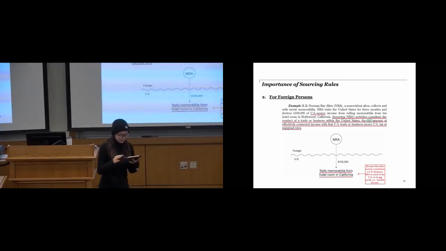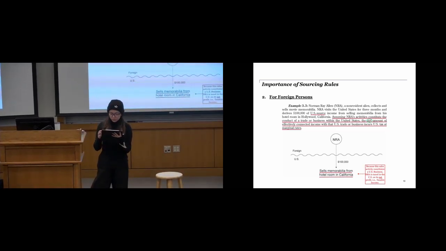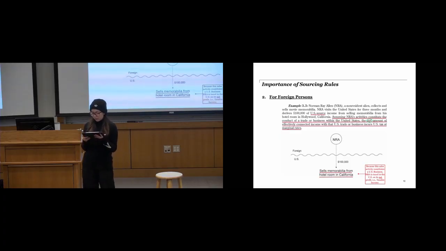Example 3 regarding a Norman Ray Allen, non-resident. The scenario says Norman stayed in the U.S. for 3 months and made the $100,000 movie memorabilia from his hotel room in California. The key assumption is that the example assumes that Norman's activities are frequent or substantial enough to constitute a trade or business with the U.S.